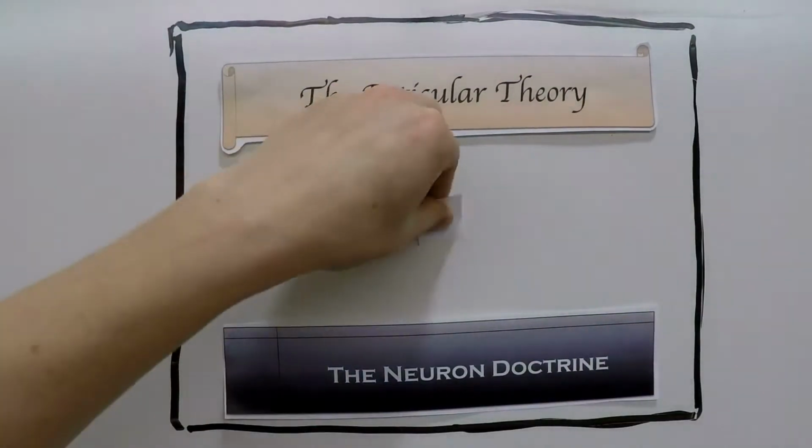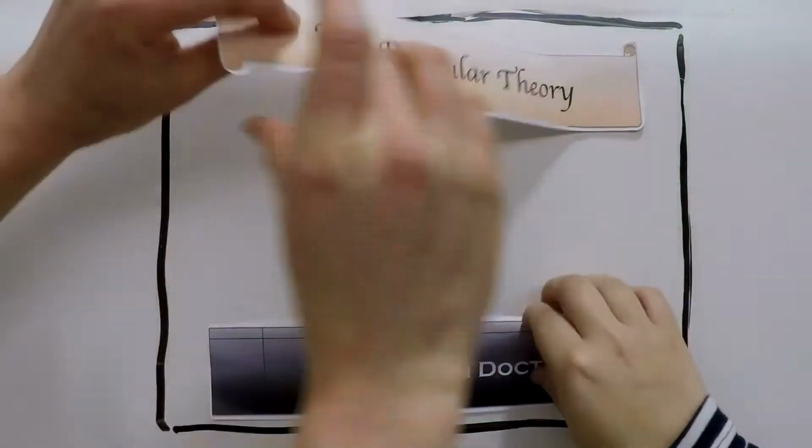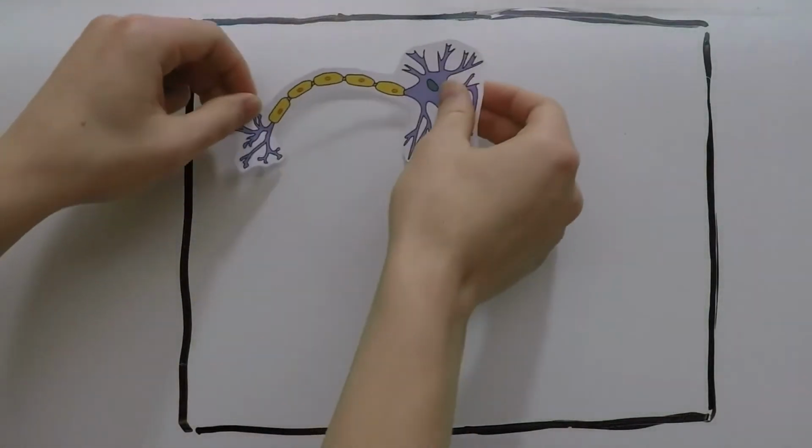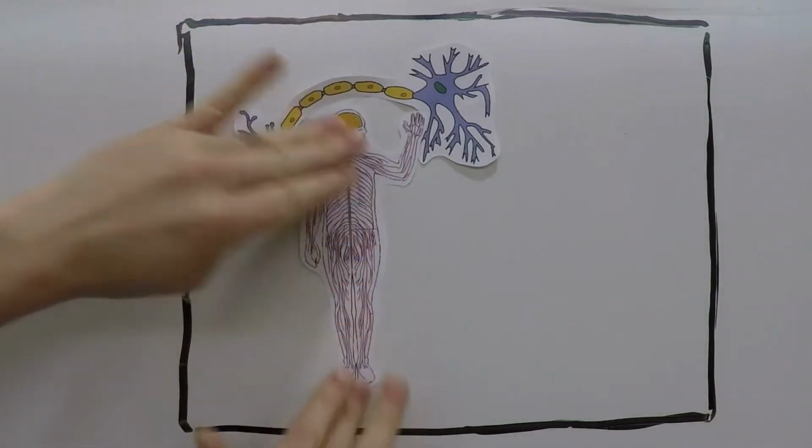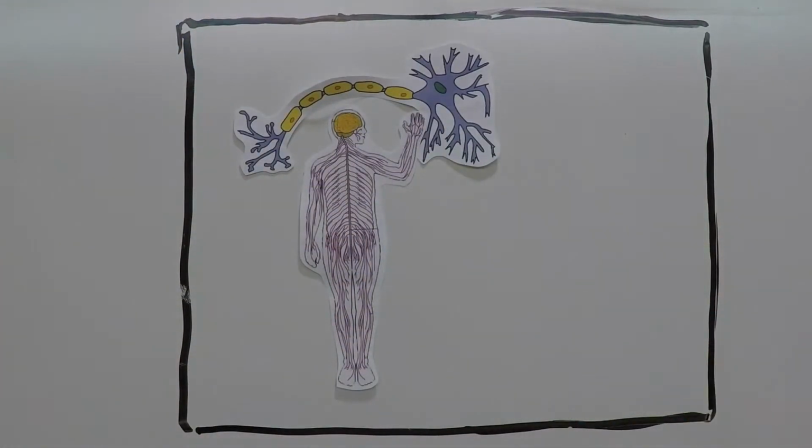The reticular theory versus the neuron doctrine. Modern neuroscience is based on one core building block, the nerve cell. Nerve cells are the basic functional unit of the entire nervous system, both central and peripheral. But we didn't always know that. The discovery of their basic structure marks the beginning of modern neuroscience.